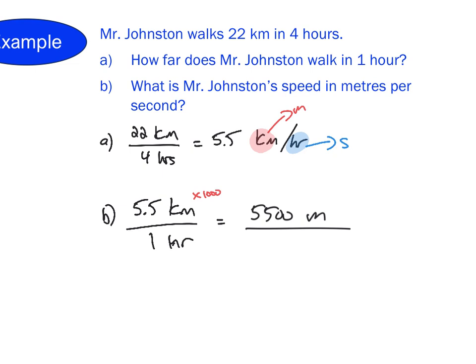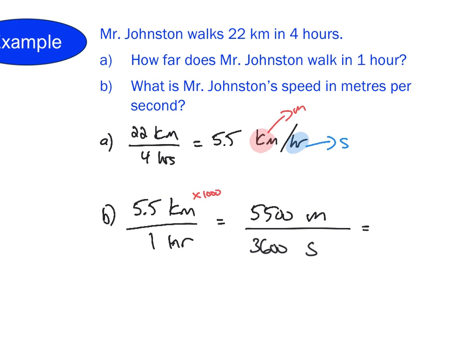This is trickier. How many minutes are in an hour? 60. How many seconds are in a minute? 60. So how many seconds are in an hour? Wouldn't it be 60 times 60? And what would 60 times 60 be? 3,600. So it's 3,600 seconds, and we're absolutely going to need a calculator here.